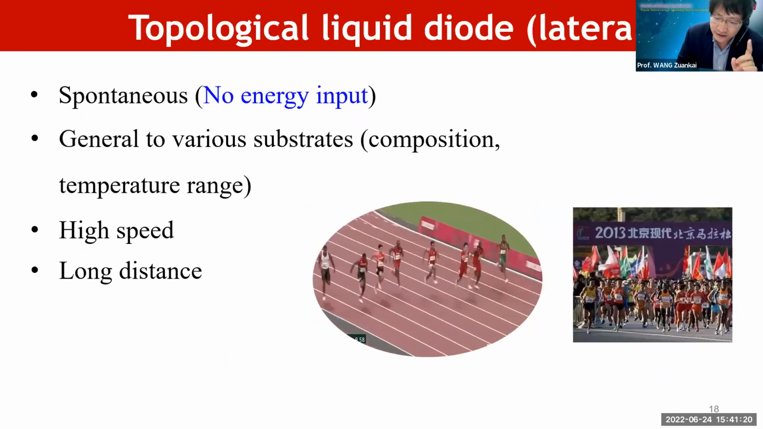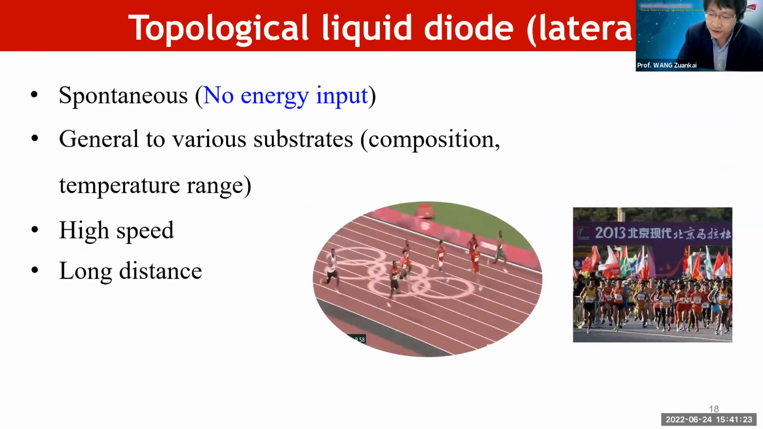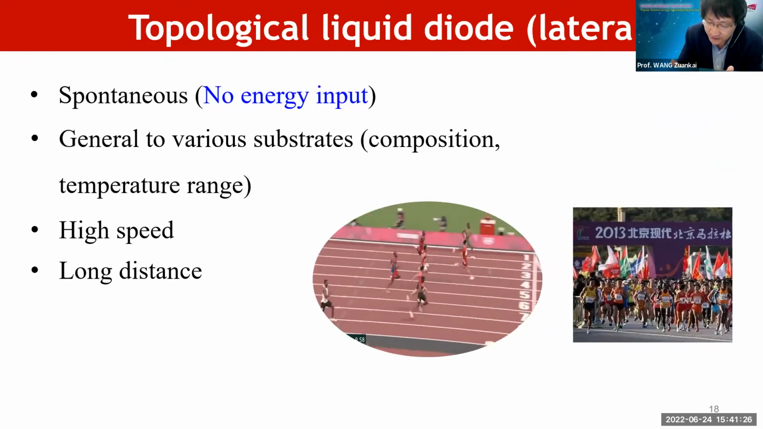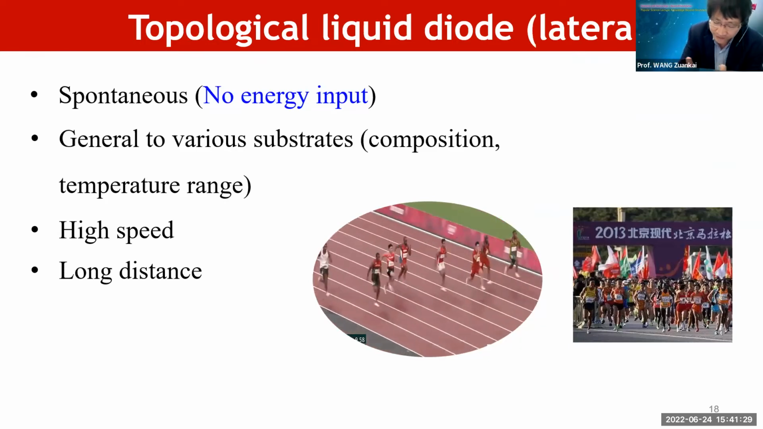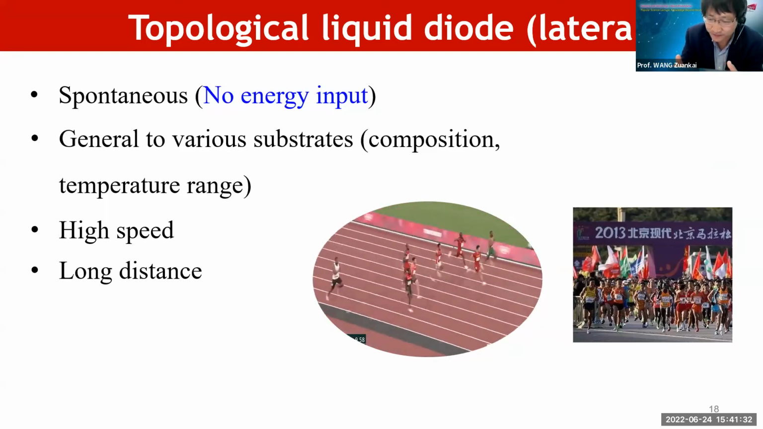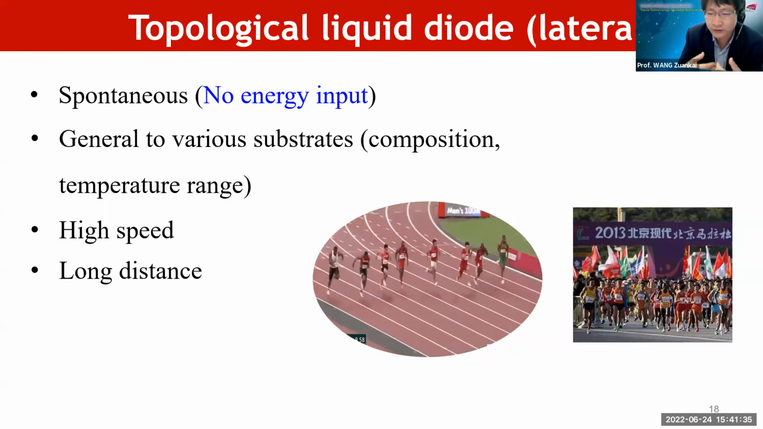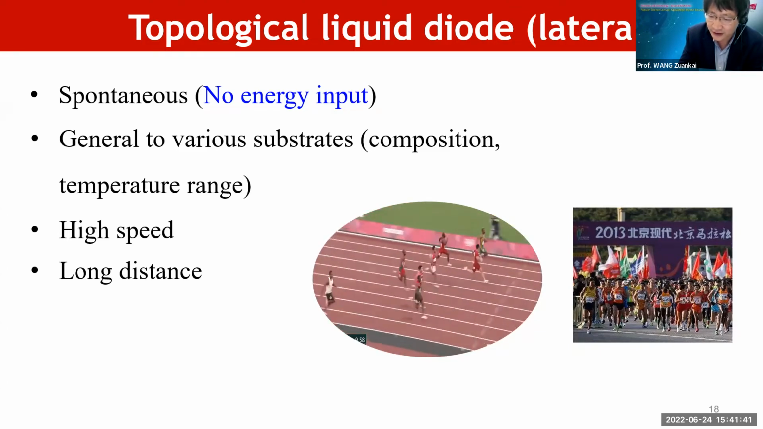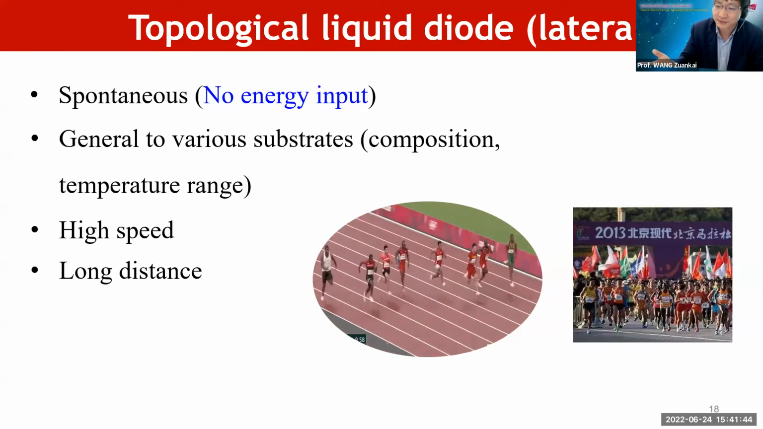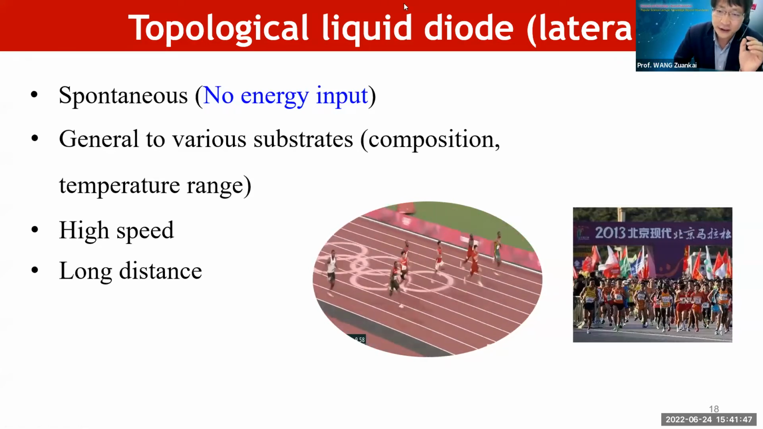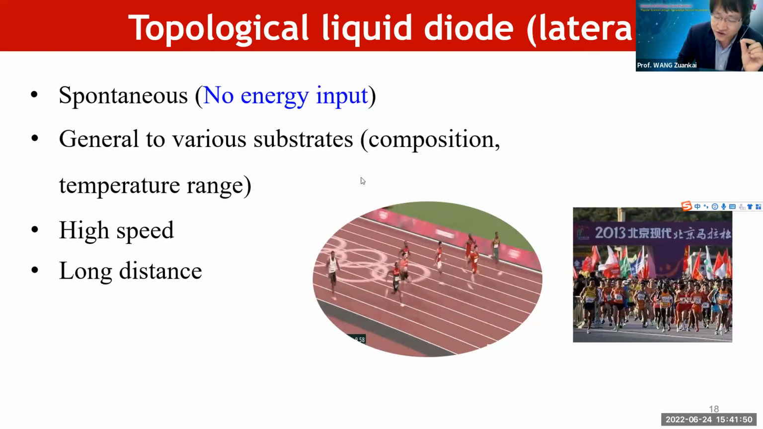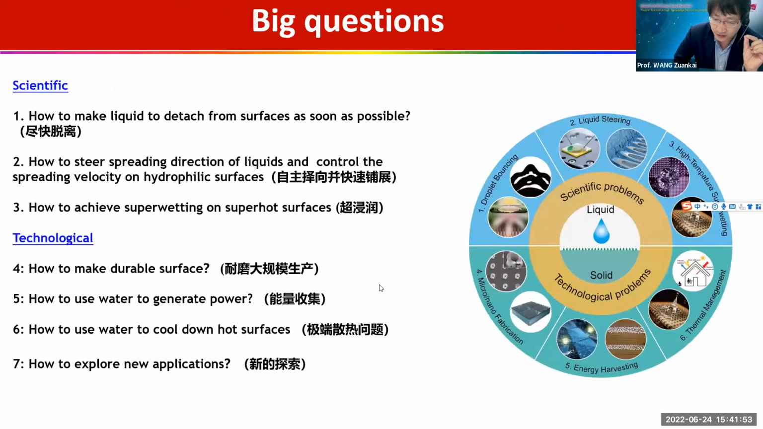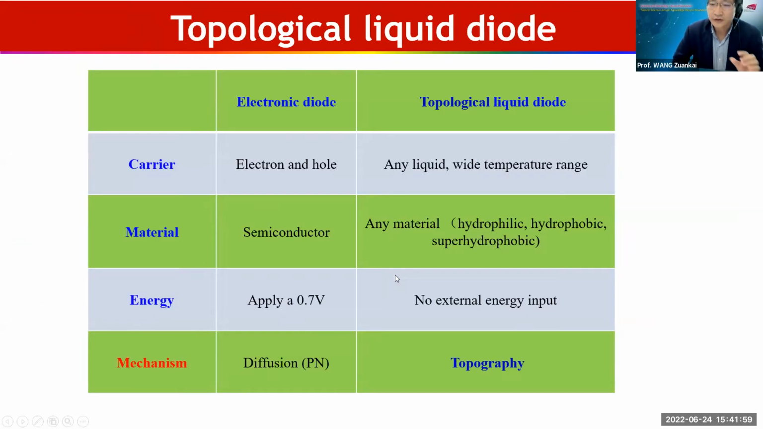The second question is how to control the water flow on the hydrophilic surface, because on the hydrophilic surface, the water will flow driven by capillary action, right? But there are some limitations. It's very hard to achieve spontaneous, high-speed, and long-distance flow, right? We can't run 10,000 meters at the speed of 100 meters, right? So here, our technology is we just control the surface topography.